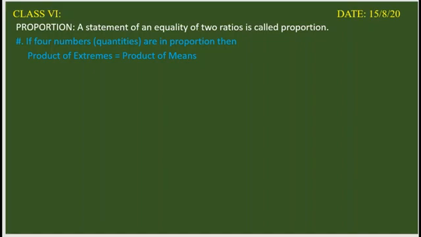Okay, children, in previous class, you learned what is a proportion. A statement of an equality of two ratios is called proportion. You also learned that if four numbers are in proportion, then product of extremes equal to product of means. Now today, let us take some examples.